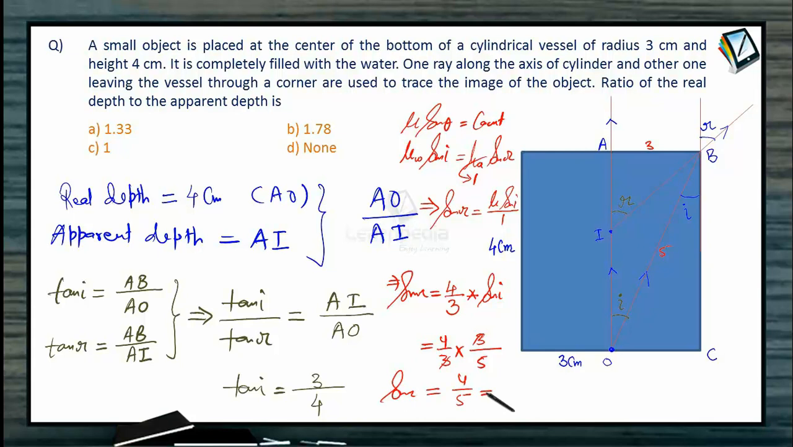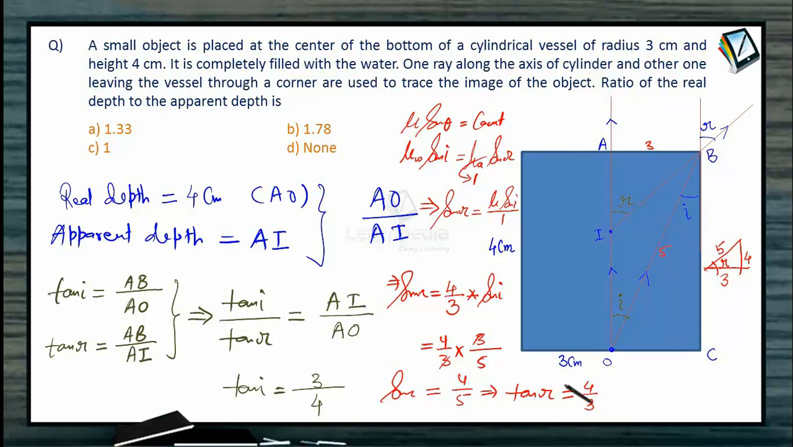Okay, if sine R is 4 by 5, then what should be the value of tan R? As you can see in this triangle, suppose this angle is R, and here it is 4 and here it is 5, then what should be the value of the base? 3. So if sine R is 4 by 5, then tan R is 4 by 3.